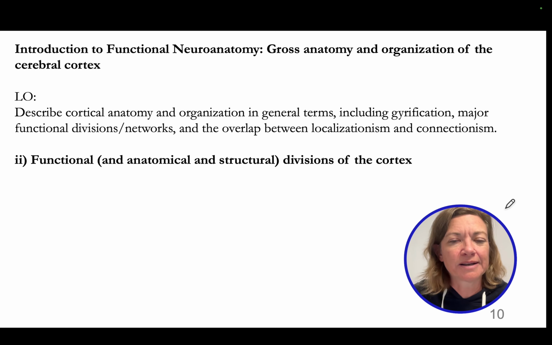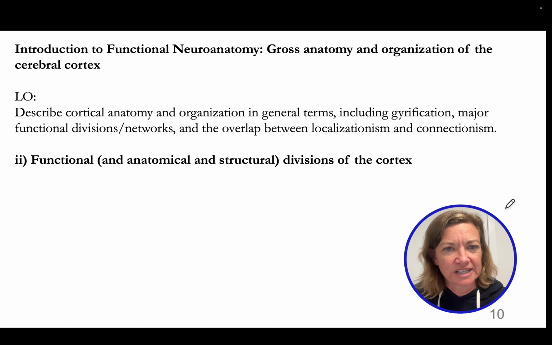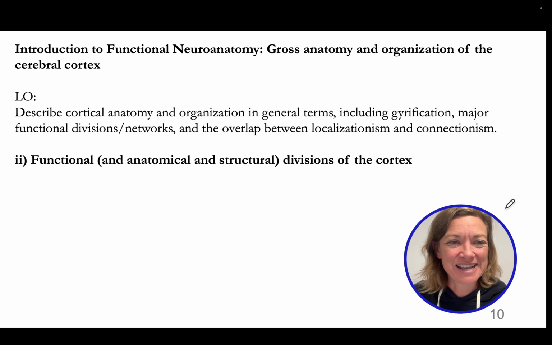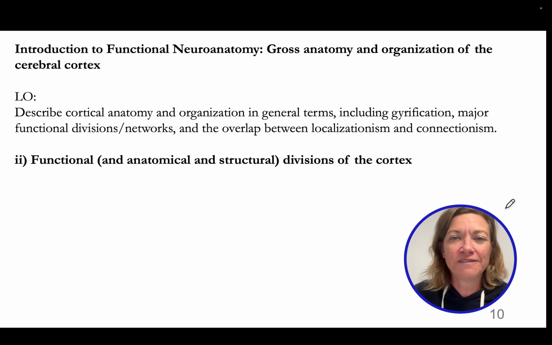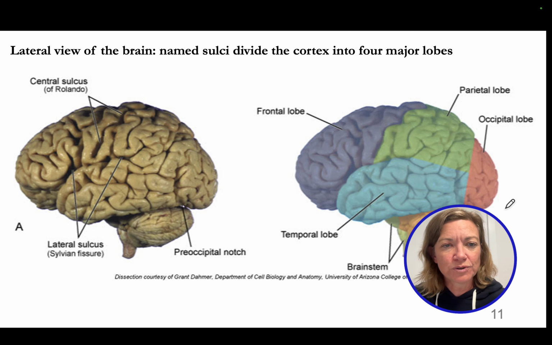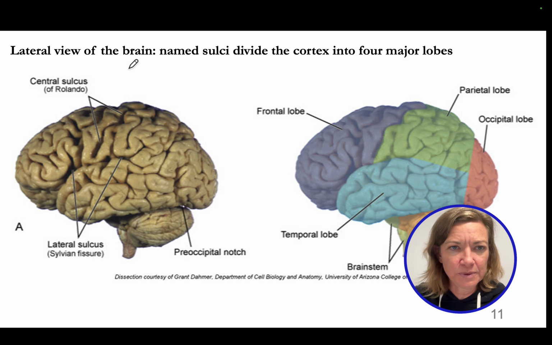So next we're going to talk about how we divvy the cortex up. And there's functional and structural and anatomical divisions. And not surprisingly, because structure is related to function, all of these are interrelated. So I've said the first division is these 4 major lobes. And we use sulci to divide them. Again, here's the central sulcus of Orlando.